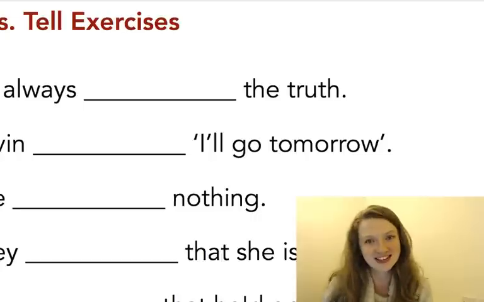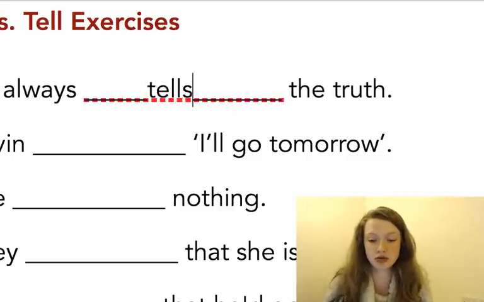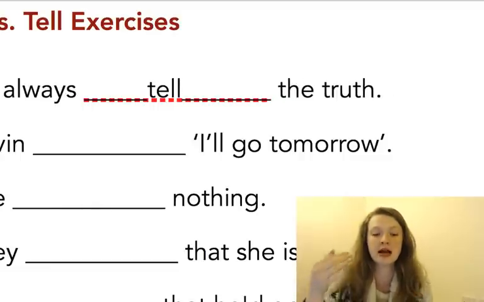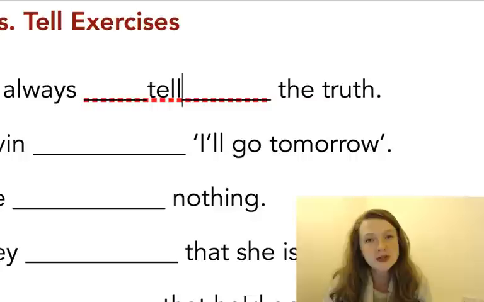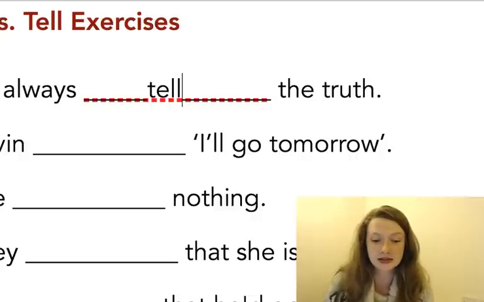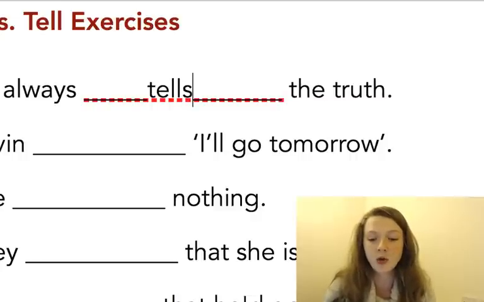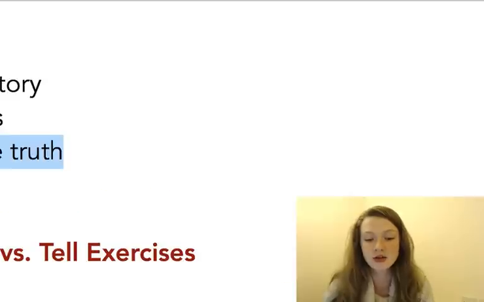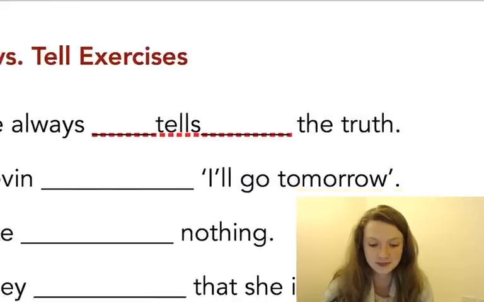People have already started commenting. So he always. Careful, guys. Remember, you need to conjugate. He always tells the truth. He always tells the truth. Not he always tell. Okay, we need to conjugate. I tell, you tell, he, she, it tells. He always tells the truth because tell the truth goes together here.